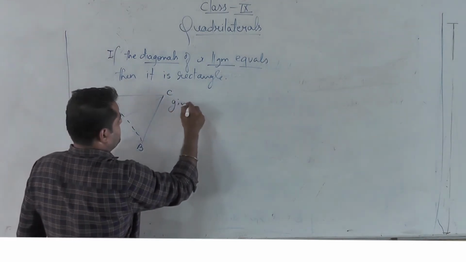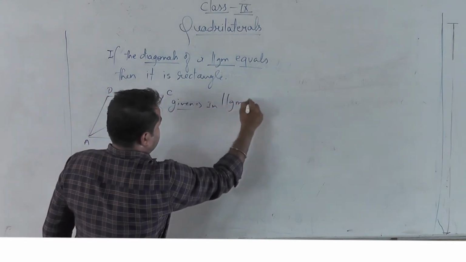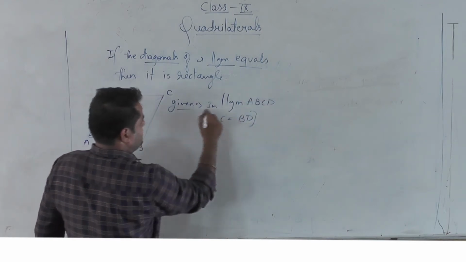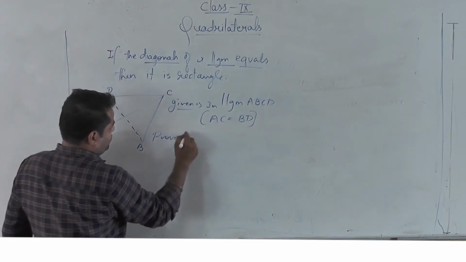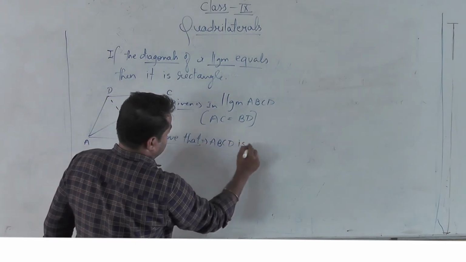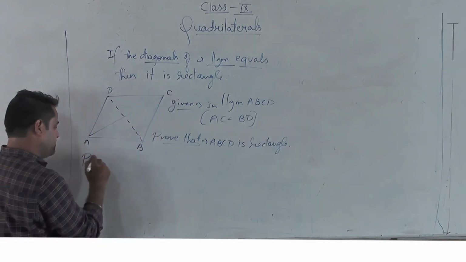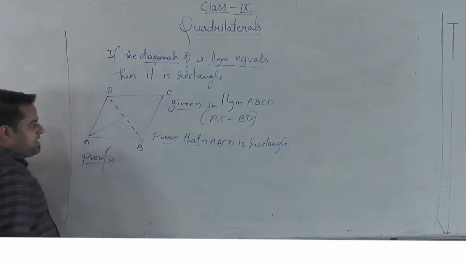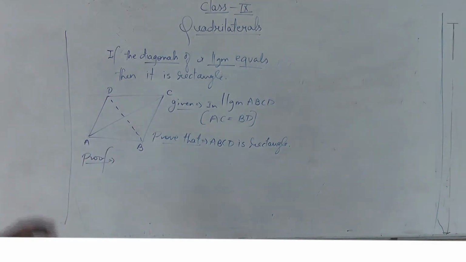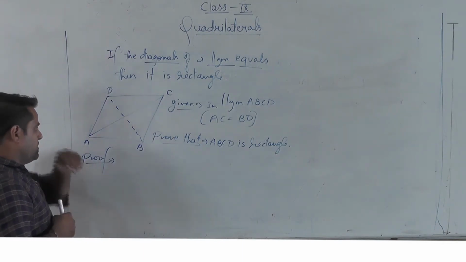So what is given to us? Given to us in parallelogram ABCD, AC is equal to BD. That is given to us. What we need to prove? We need to prove that ABCD is a rectangle. Now see the proof. With the help of congruency tools only we can prove that. So let us take these two triangles of a side.